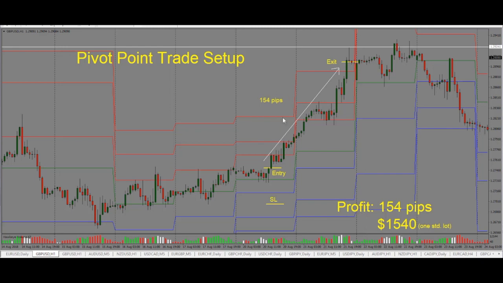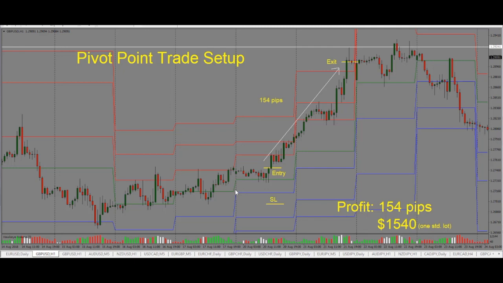From entry to exit here, we get 154 pips in the trade. In this example, we use two different things. We use price action and we also use the pivot points. And this is how we can take combination trades where we have confluence of different things coming together to give us a higher probability trade.